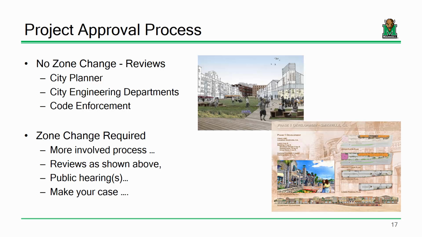All right. Let's talk about the project approval process. Now, if you're building a house in a residential district, then there's no zoning issues at all. You just have to make sure it's approved by the city planner and the city engineers, and that you're meeting all the codes, and then that's it. But if you're building something outside the zone, then the process gets a little more involved.